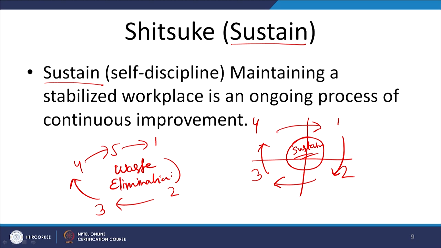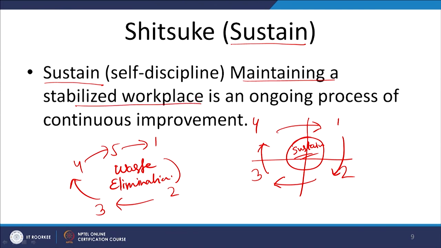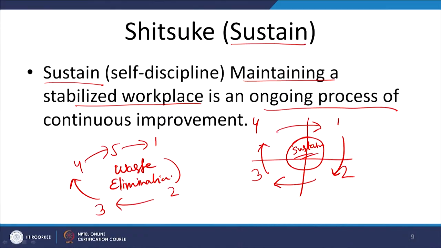And there are people who also say that if you follow 4S, then these 4S will help you in getting the sustenance. If you have developed the rules, if you have standardized the process of following the 3S, then actually the fifth S is the sustenance. You are maintaining a stabilized workforce, you are maintaining that stable system in your organization, which becomes an ongoing process for Kaizen, an ongoing process for continuous improvement. So, that is the meaning of the fifth S, people say.